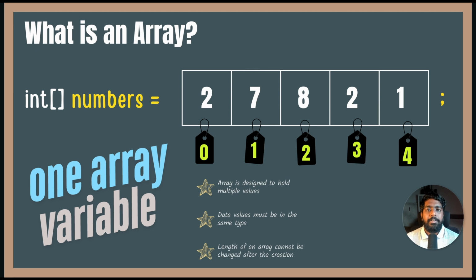I cannot include another block or another cell into this array which has only 5 different cells. The length of an array is a permanent number. I cannot reduce it, and I cannot add new blocks or cells into that array object.